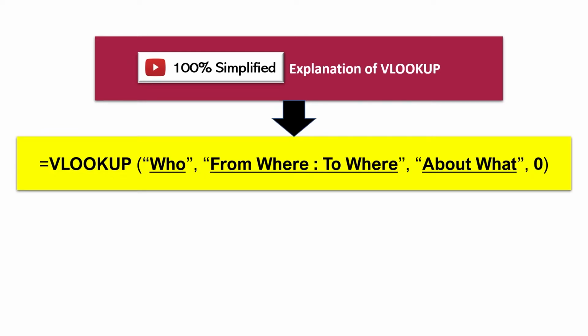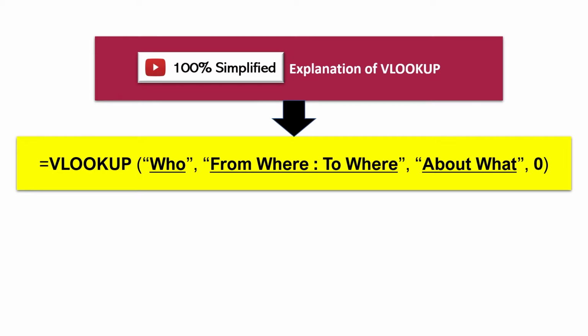So the first part is who, meaning who are you searching for. The second part is from where to where, which means the entire table array, from where till where are you searching that who value. And the third part is about what. So about what are you searching for?